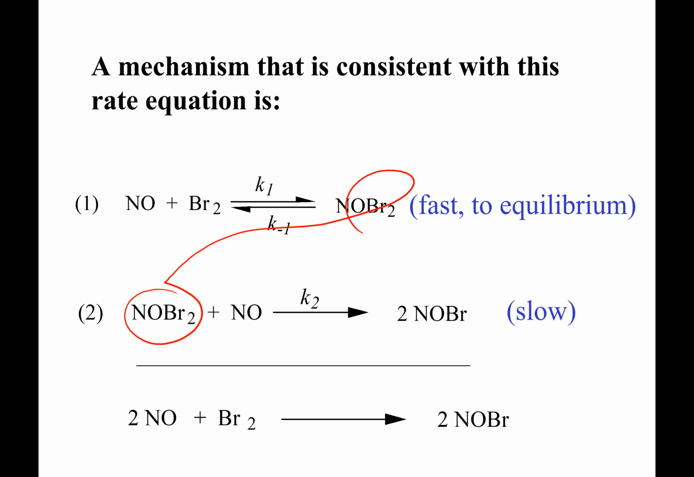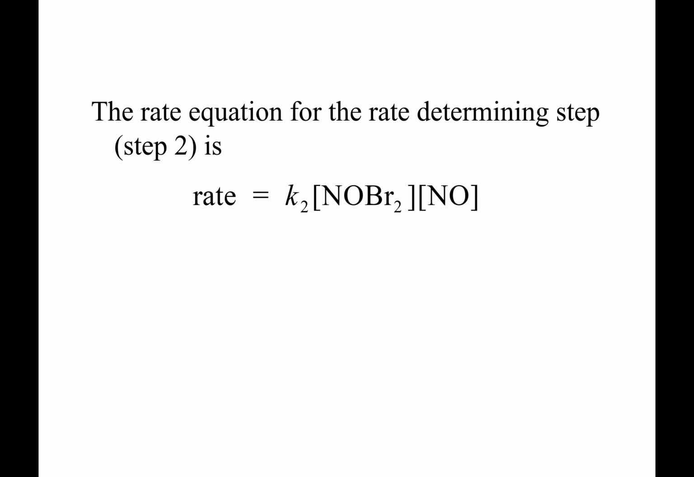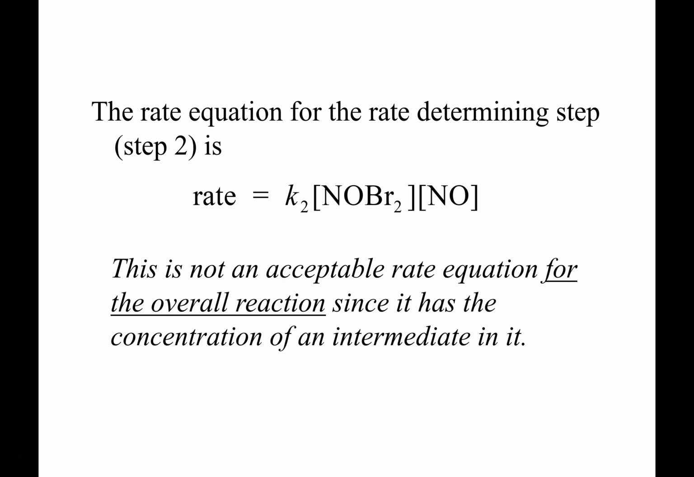We're going to use molecularity. We're going to call that first order and that first order. That's fine. First order, first order. The problem is we can't stop there because we have a rate law expression that has an intermediate in it. If this is the case, I'm going to show you how to fix it. This is not acceptable since it has an intermediate in it.